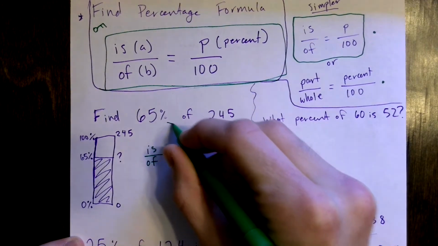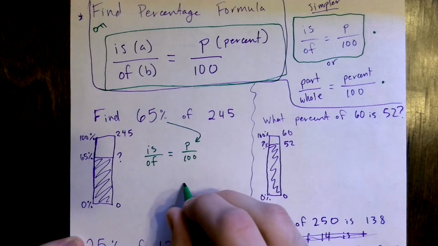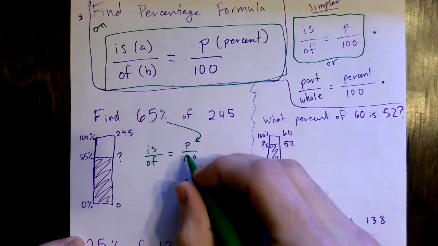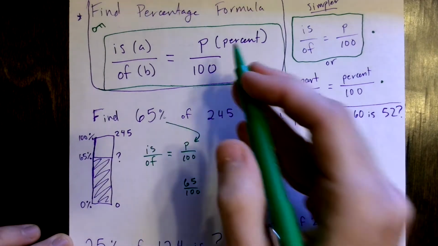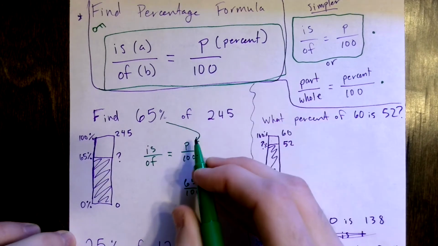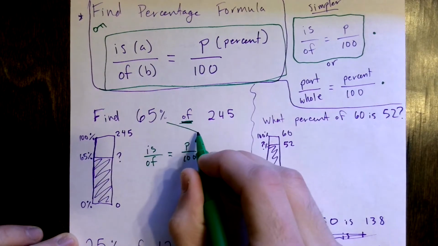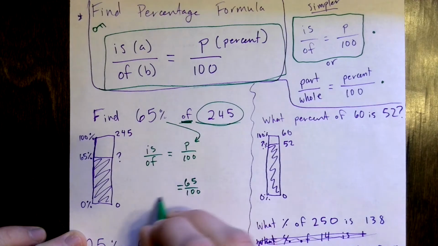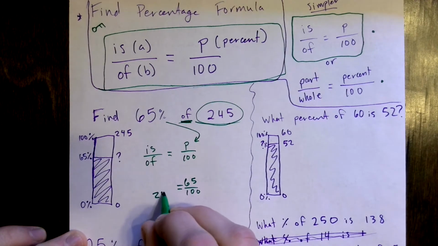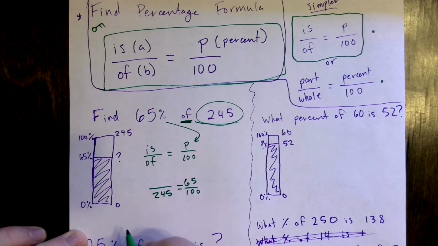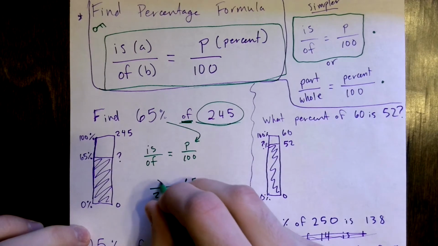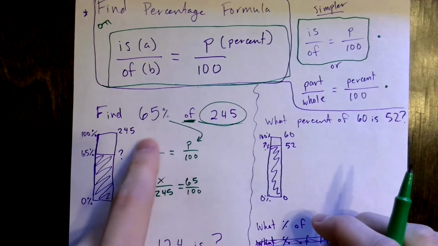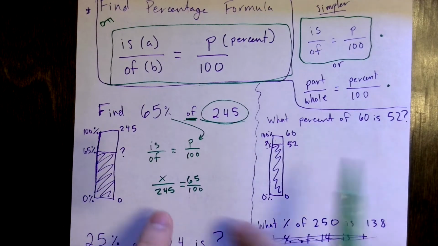And I'm going to take my percentage and plug it in for P. So I'm going to have 65 over 100. I plug that in for P because P is percentage. Anytime you have a percent, you're going to plug it in for P. They also tell us our of. They tell us our of is 245. So we're going to plug that in for our of, 245. The only thing we don't know is our is, so I'm going to change that into X. They told us our of, they told us our percent. I plugged those two in. Now we're ready to solve this.